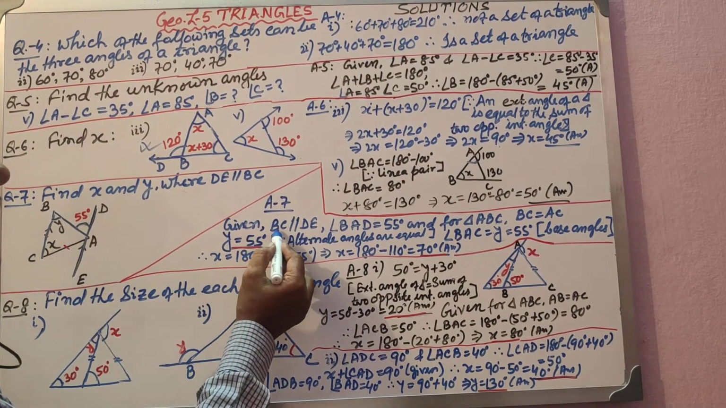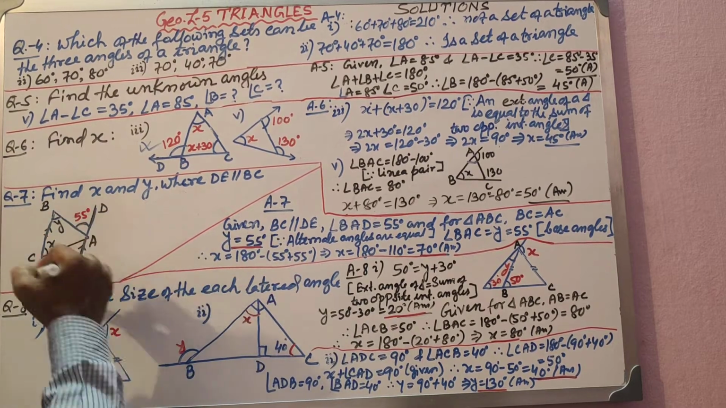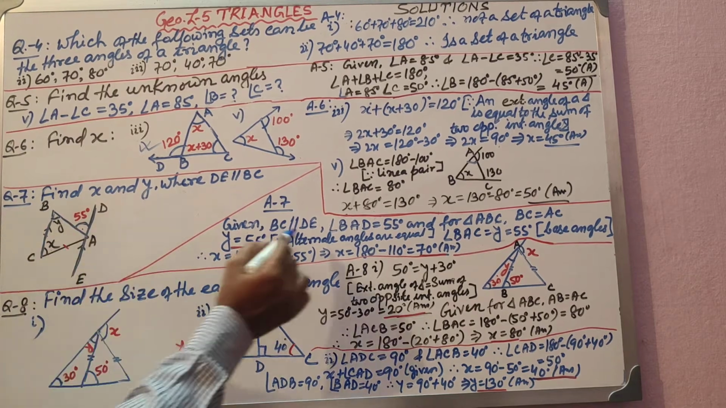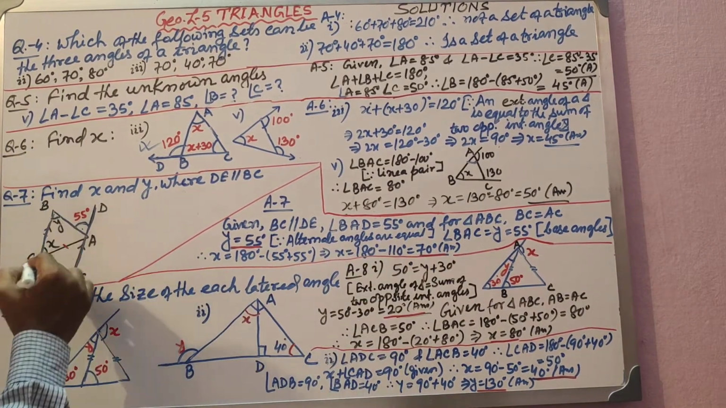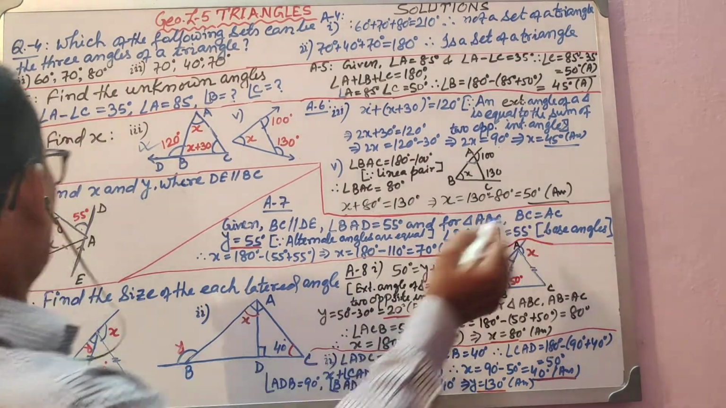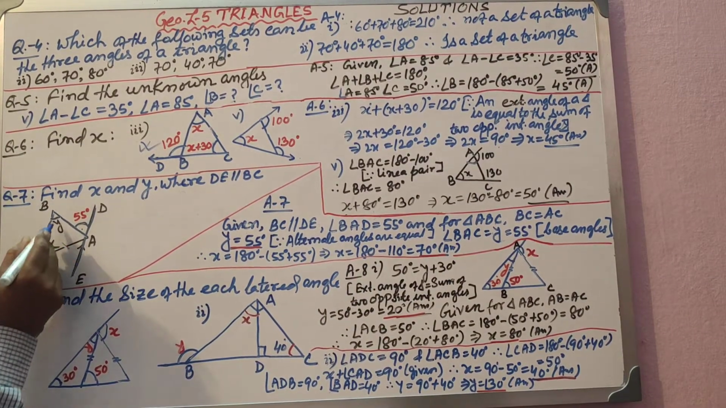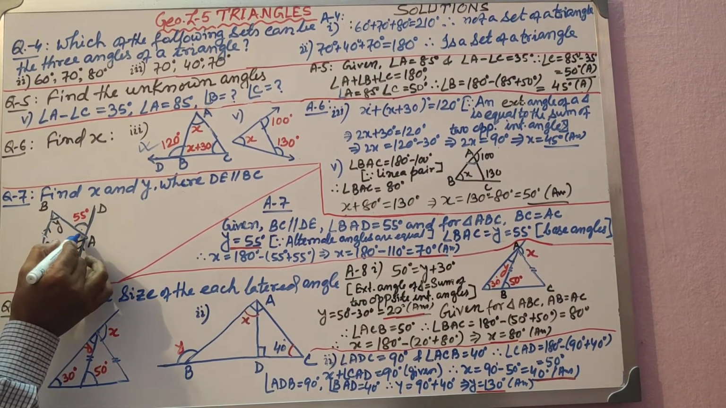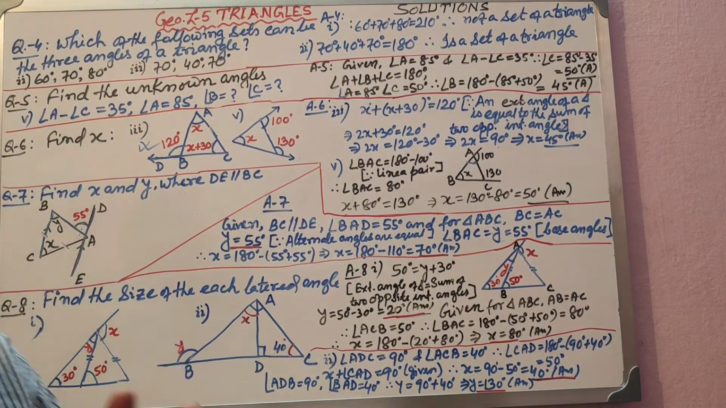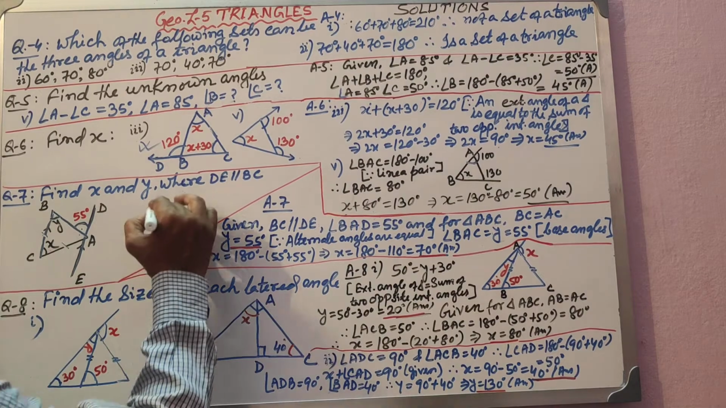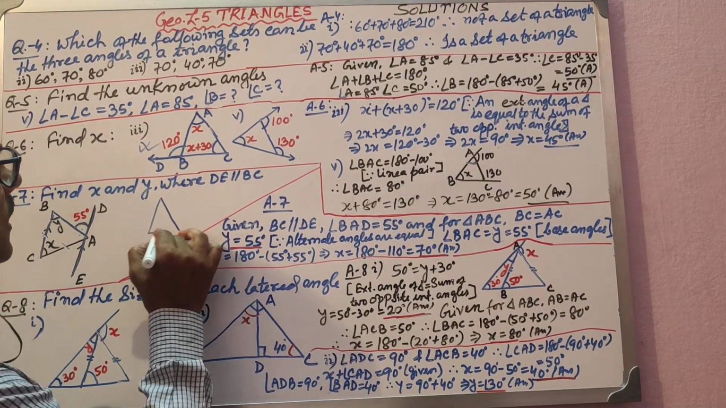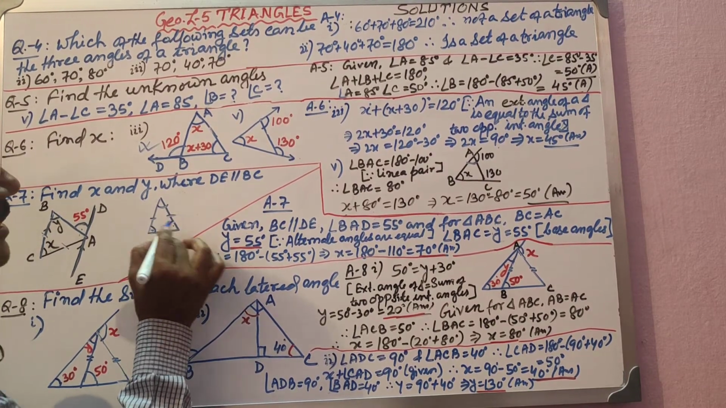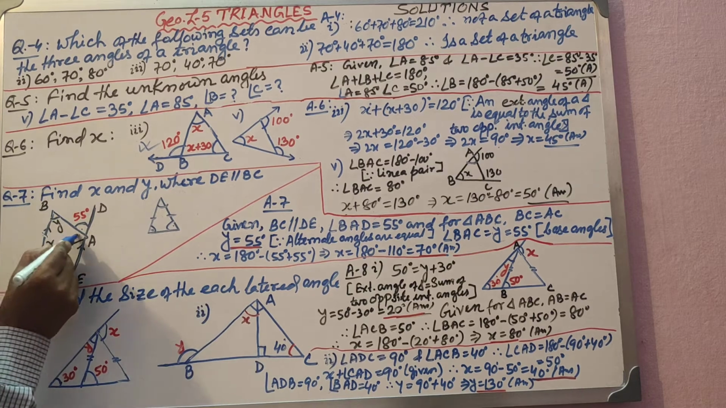So what you have to write down? Line BC is parallel to DE, BAD is given to you, 55 degrees. For triangle ABC, BC is equal to AC, that is also given. These two sides are also given. So it's an isosceles triangle. In an isosceles triangle, the angles opposite the equal sides are called base angles, and base angles are equal. For any isosceles triangle, suppose these two are equal sides, these two are called base angles, this is called the vertical angle. Base angles are always equal. To understand, for this triangle, these two angles are equal.